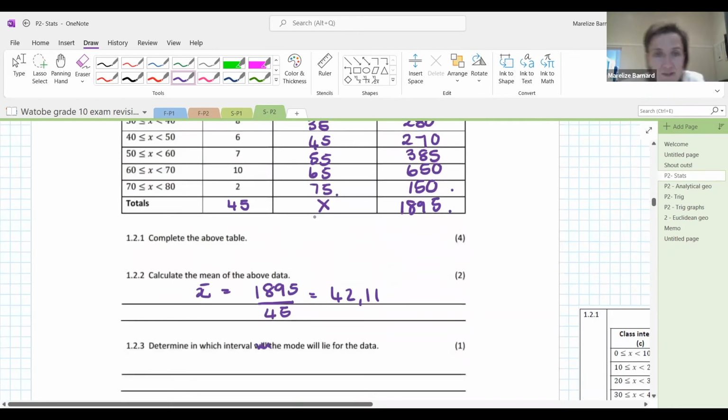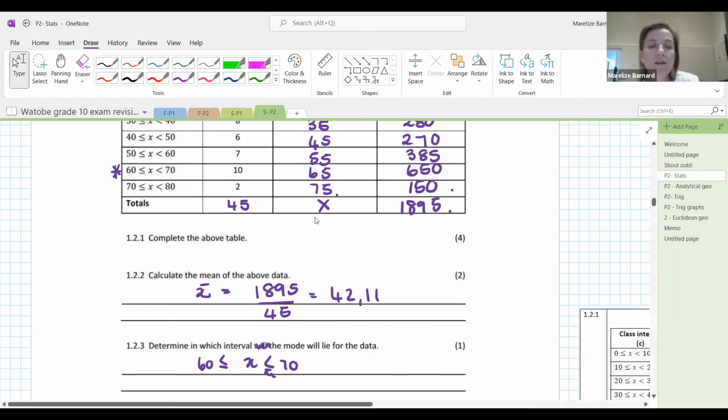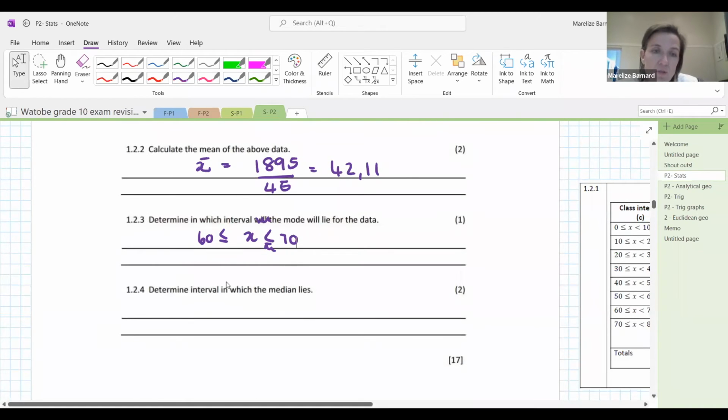If no one's going to offer that, really easy. It's this one here, between 60 and 70. Whoops, there shouldn't be a thingy there. So it's between 60 and 70. Nice, that's right.